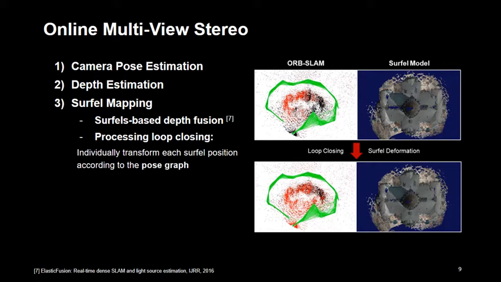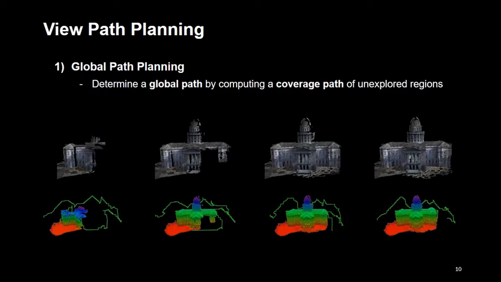Our method individually transforms the position of each surface according to the updated pose graph. Therefore, we can preserve the global consistency with the SLAM model. Next, let's talk about the path planning method. Our method first determines the global path to explore the unknown regions. It computes the coverage path of the entire frontiers. We sequentially complete the entire modeling according to the coverage path.